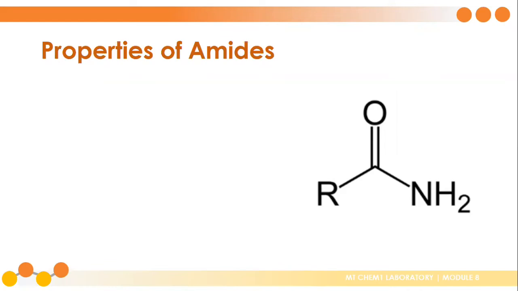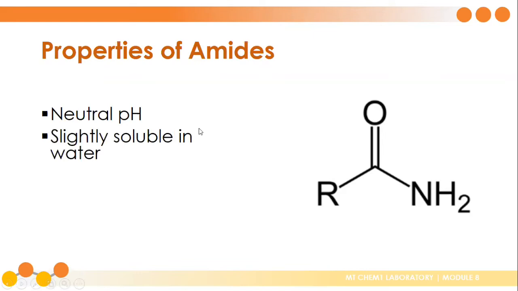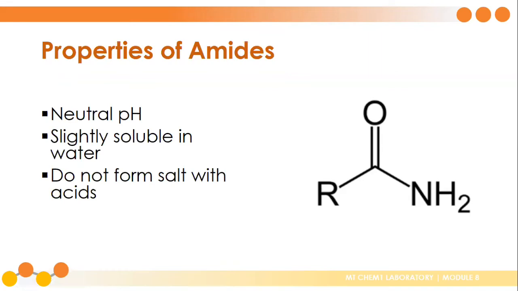Another property of amides is that they have neutral pH, unlike amines, which are weak bases, and unlike their parent carboxylic acid, which is an acid. Amides are neutral in pH. They are also slightly soluble in water, and they do not form salt with acids because, as mentioned, they are only neutral in pH.